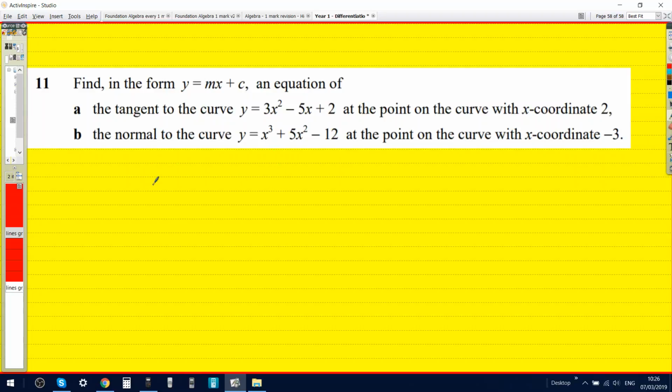Differentiate first again. 6x minus 5. And then put the x coordinate in to get a gradient. So 12 minus 5 is the gradient.